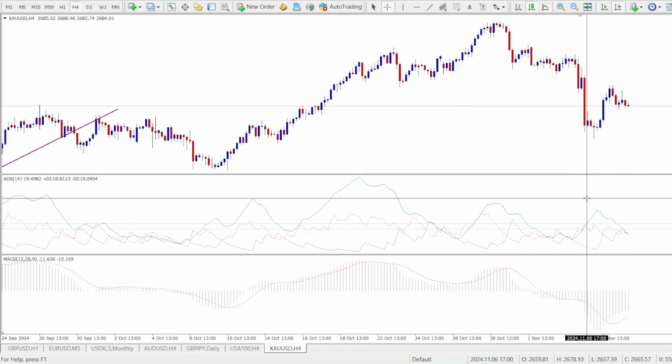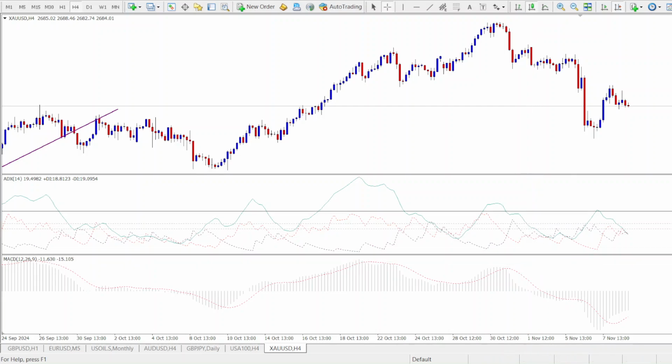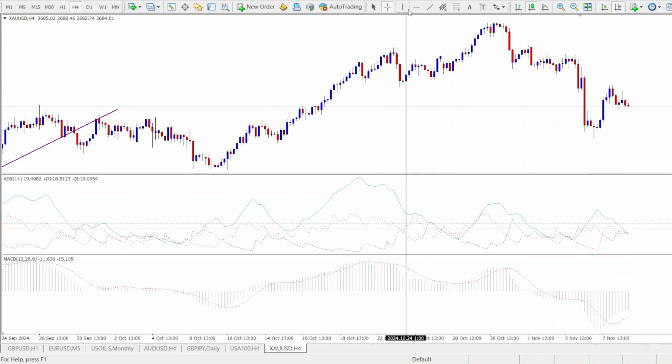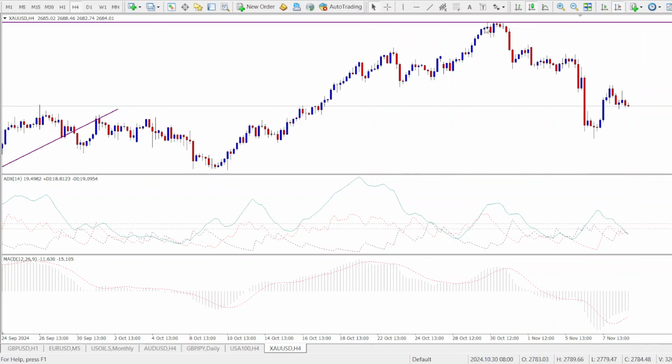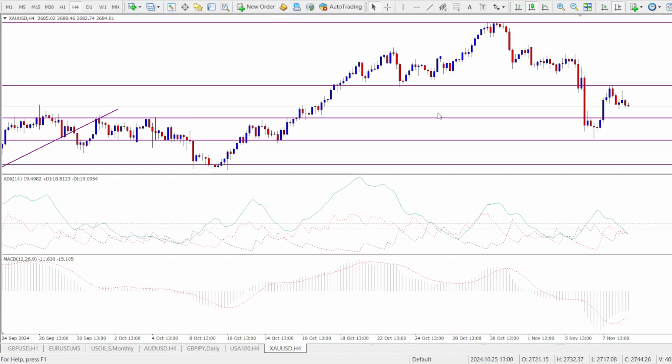Also, don't rely solely on ADX and MACD. You can use them alongside other tools like support and resistance levels or candlestick patterns for more confirmation. I usually emphasize the importance of support and resistance zones on your chart. It's very important, irrespective of the strategy that you are using. These zones can give you potential reversal points ahead of time. Irrespective of the strategy you are using, these levels are very important.